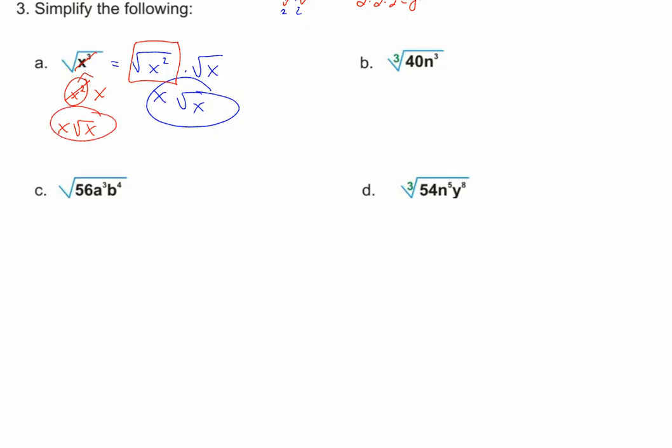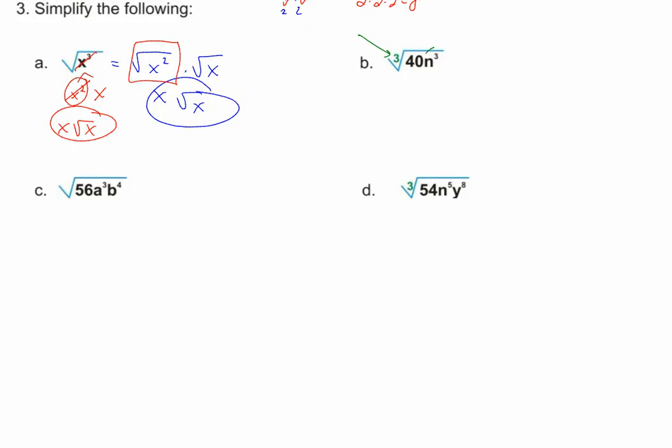Okay, so B. How many of something am I looking for? How many am I looking for? See, that's got to be your first thought. The index controls everything, right? Because it tells you what kind of root you're taking. So the index says, hey, we're taking a cube root. I need 3 of something to be able to take the cube root of it.